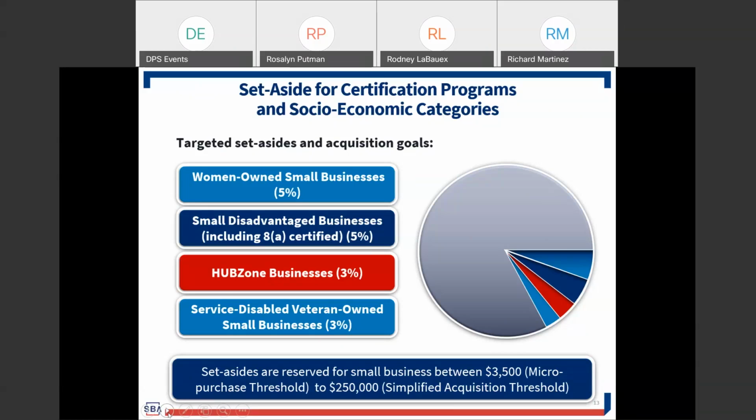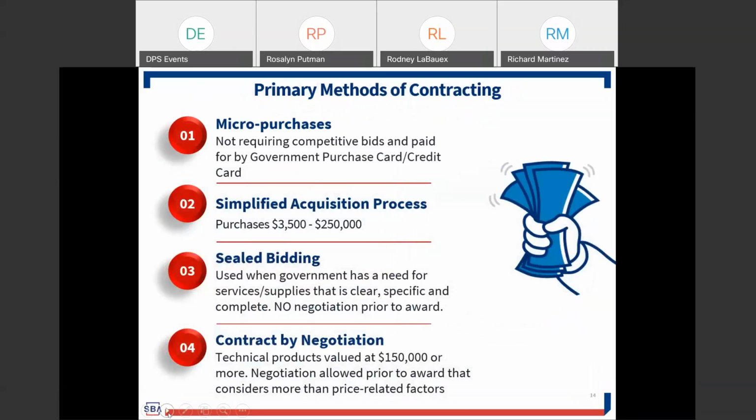So set-asides are reserved for small businesses between $3,500 and up to $250,000, under the simplified acquisition threshold. So again, the government spends at least 23% with small businesses in those respective categories. Now, micro purchases are made with government purchase credit cards, and those are for procurements under $3,500. We talked about the simplified acquisition process and that amount. Those are from $3,500 to $250,000.